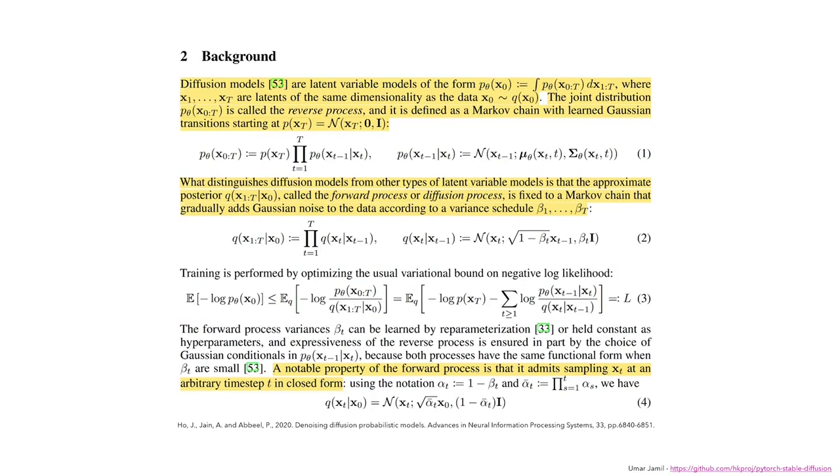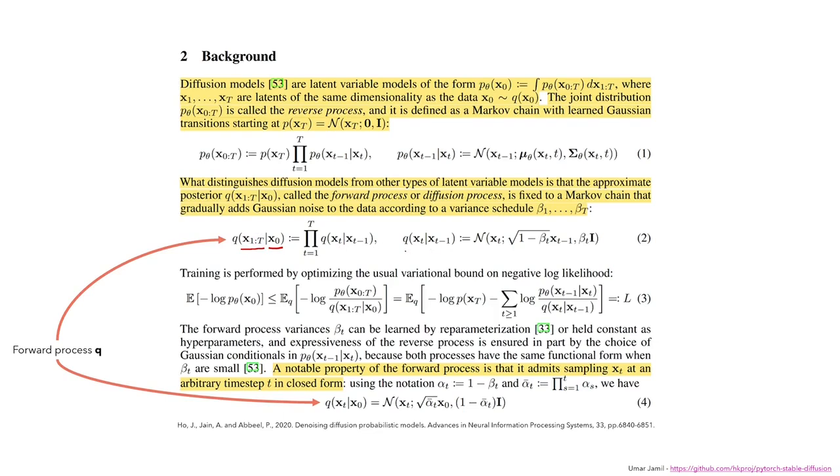And here we have two processes. The first is the forward process, which means that given the original image, how can I generate the noisified version of this image at time step t? In this case, actually, this is the joint distribution.